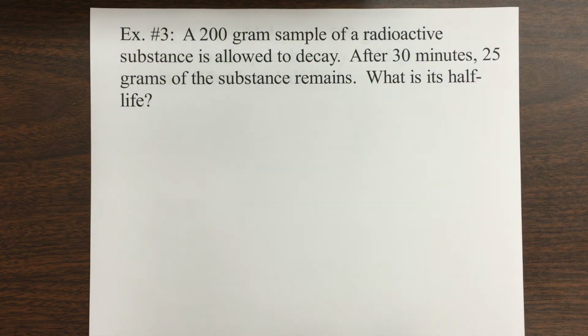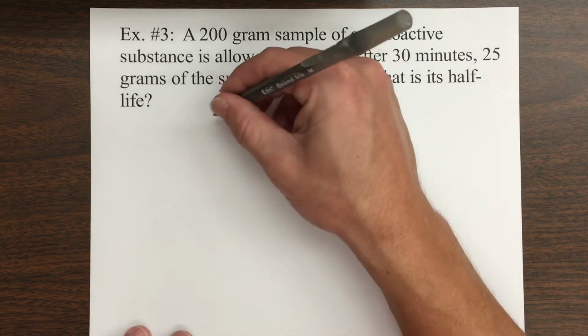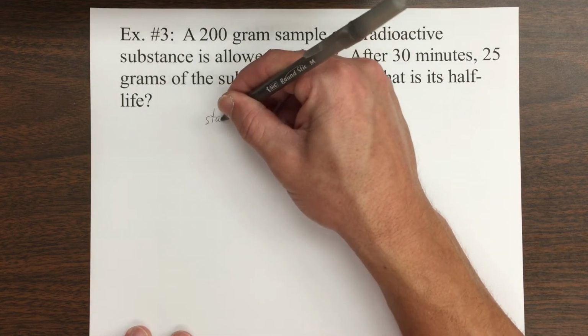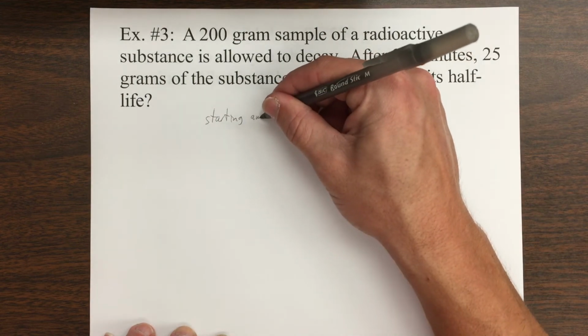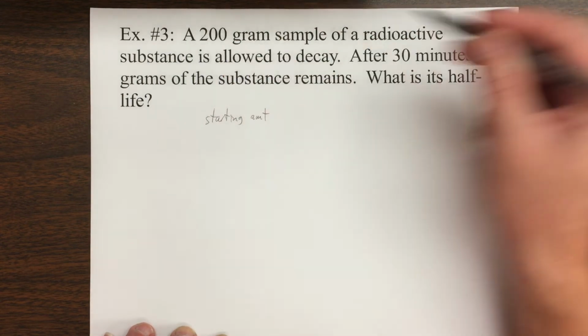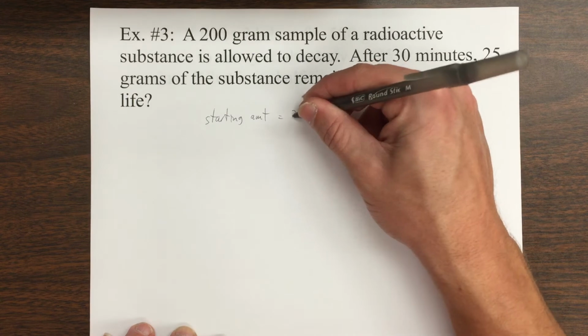So we have a 200 gram sample of some generic radioactive substance. We allow it to decay. In 30 minutes, 25 grams of the substance will remain. We want to know how long its half-life is. So, as you're starting to see these for the first time, I recommend writing everything down. We're going to have a starting amount, which is 200 grams. That's how much of the material we start with.